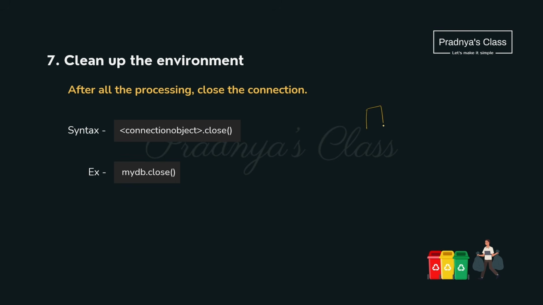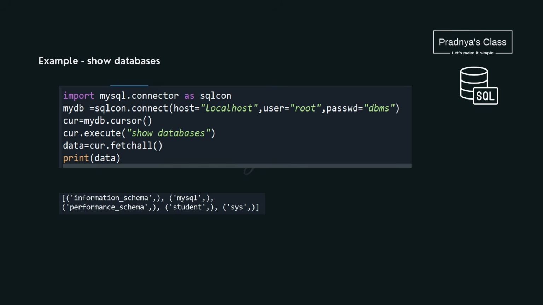Alright, we know when we establish the connection, we need to close it. For that we will be using the close function, which works with the connection object. Now let's try to write one program by assembling all the steps together.